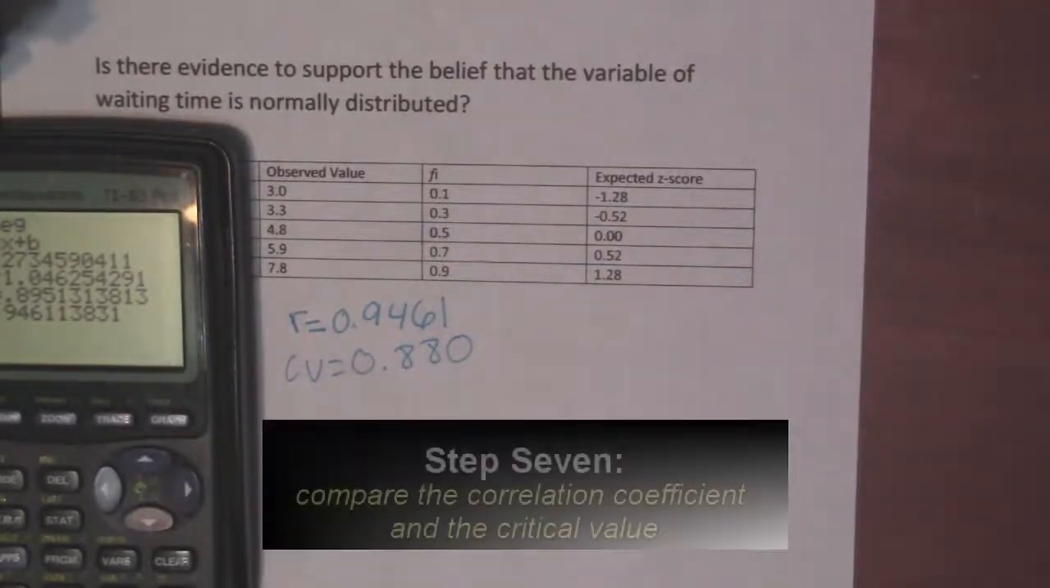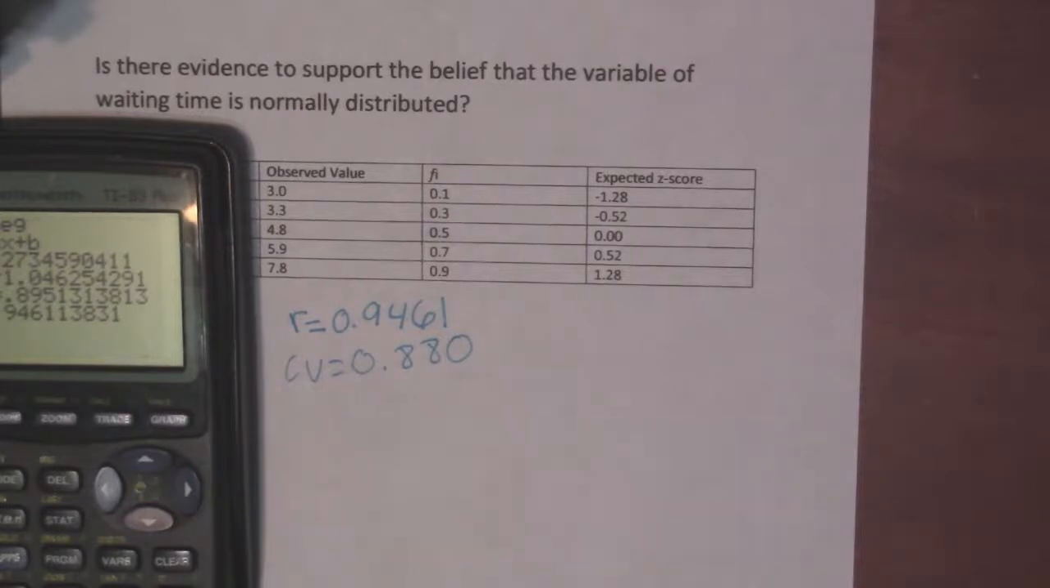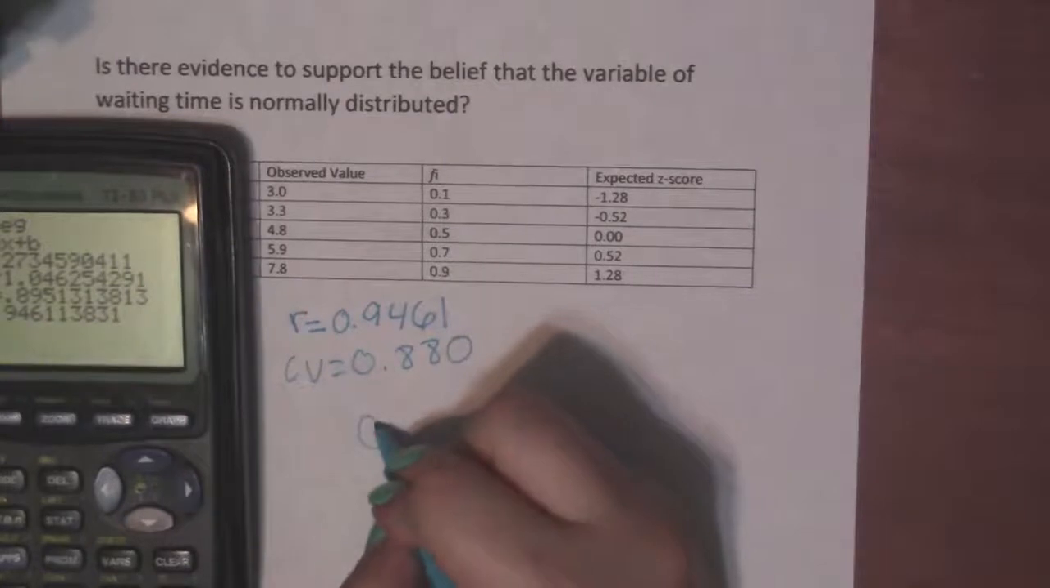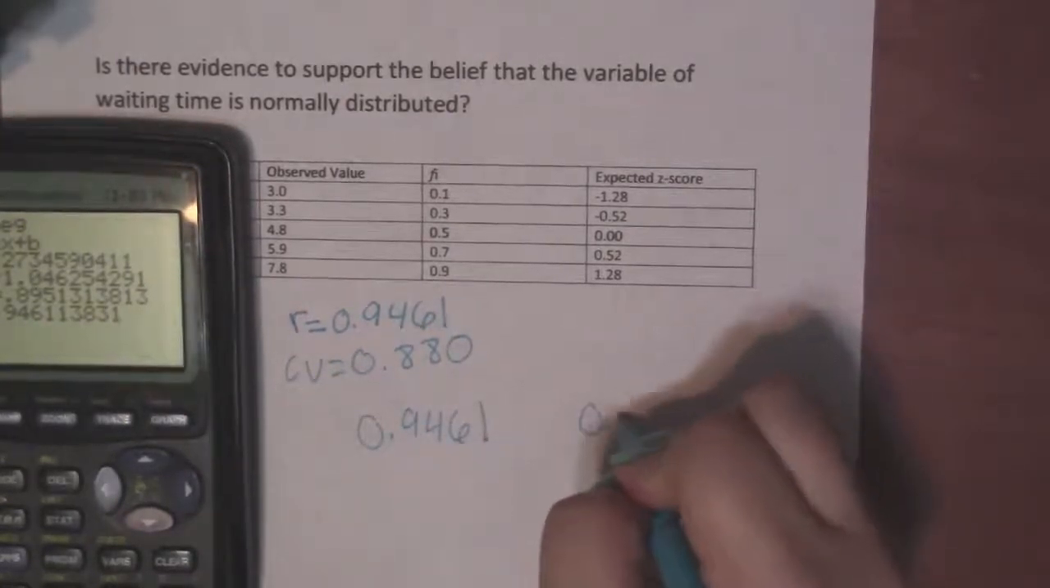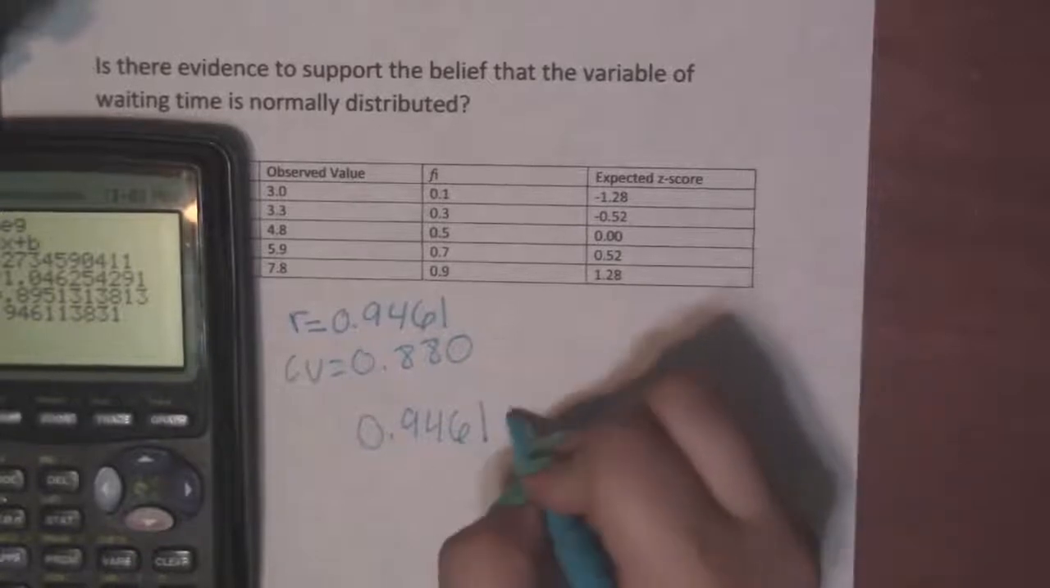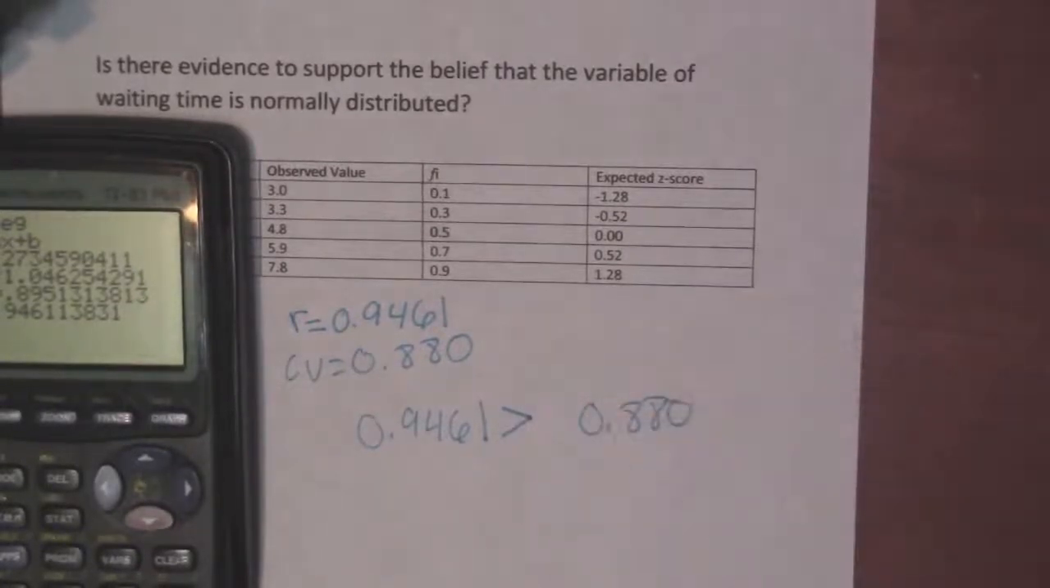Okay, now that we found those two values, we need to compare them. So you're going to compare your correlation coefficient to the critical value. So 0.9461 to 0.880. So your correlation coefficient is greater than your critical value. So we can determine that the data is approximately normally distributed.